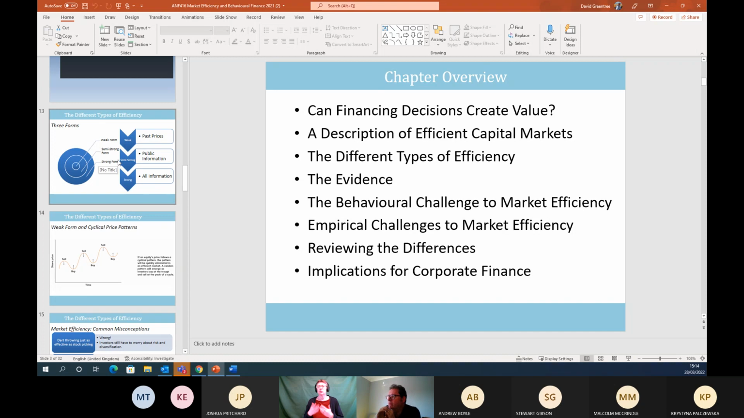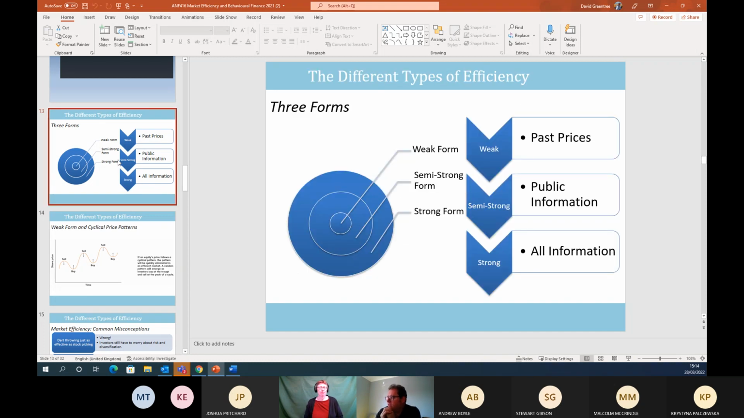So just to skip through some of the slides, this is one that you should remember from last year. We had 3 forms of market efficiency. We have weak form efficiency, where it's based on past prices. We have semi-strong form efficiency, where it's based on all public information and public knowledge being factored into the price of our shares. And then we have strong form efficiency, where all information, both public and private, is factored in.